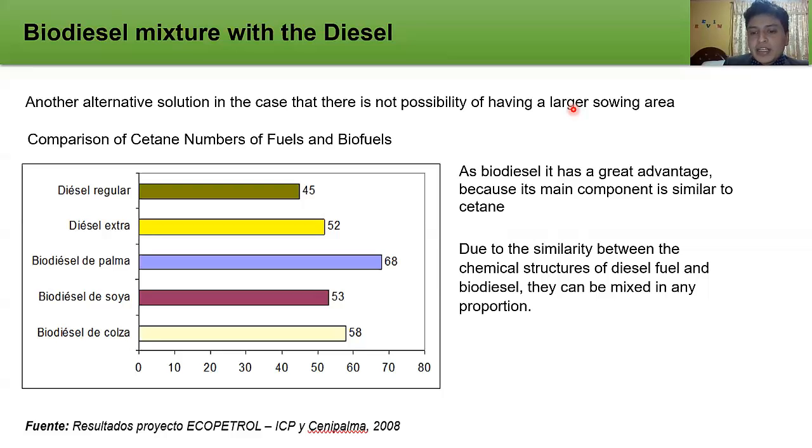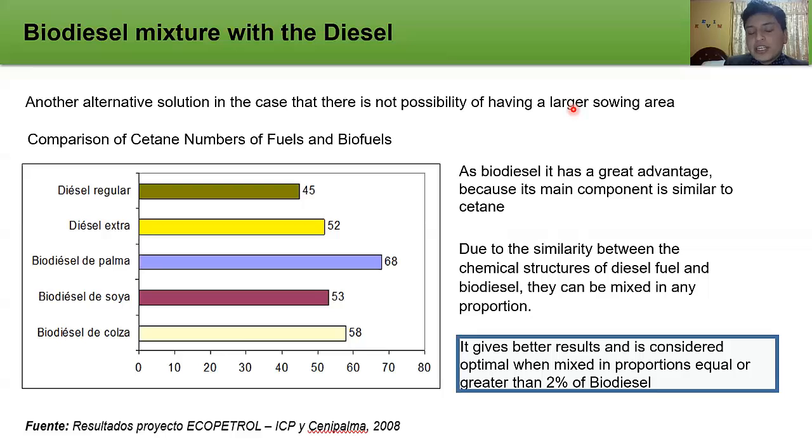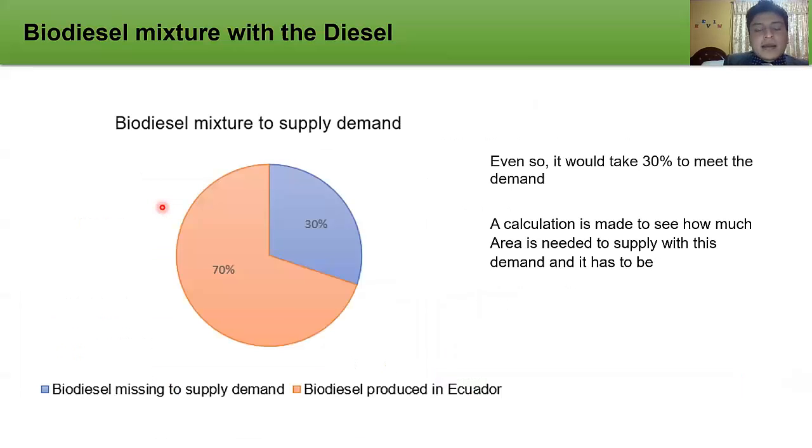Due to the similarity between the chemical structure of diesel fuels and biodiesel, they can be mixed in any proportion, but it gives better results and is considered an optimal solution when mixed in proportions equal to or greater than 2% of biodiesel. This picture shows that the biodiesel from the African palm has a higher cetane number than the others. The cetane number is important because it increases the life of the engine. And the biodiesel mixture to supply demand.